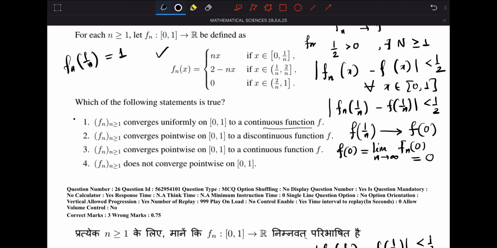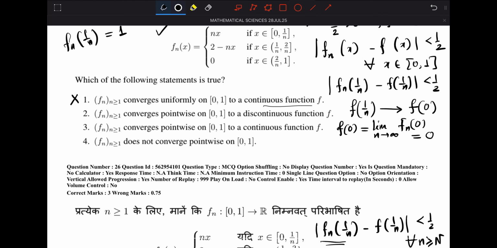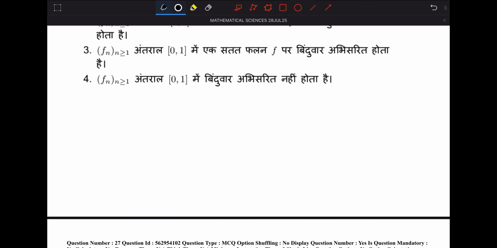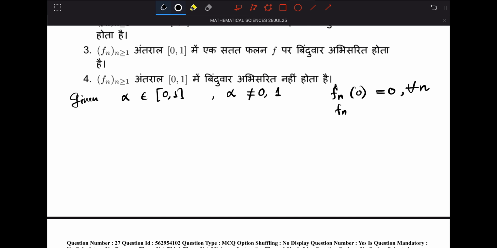So this option is not correct. Now, given alpha belongs to (0, 1), let us assume alpha is not equal to 0 and 1, because fn of 0 is 0 for every n, and fn of 1 is 0 for all n. So let us assume that alpha is inside the open interval (0, 1).